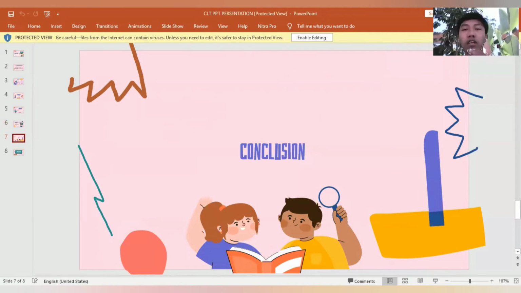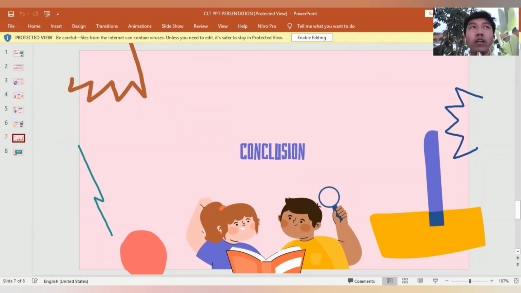Okay, the conclusion about our discussion today is that the communicative language teaching method, also called the communicative approach, is a learning method emphasizing the activeness of students with the teacher. As a professional teacher, there are several teaching techniques that can be implemented using this method, such as information gap, role play, language exchange simulation, discussion game, pair work, and group work.